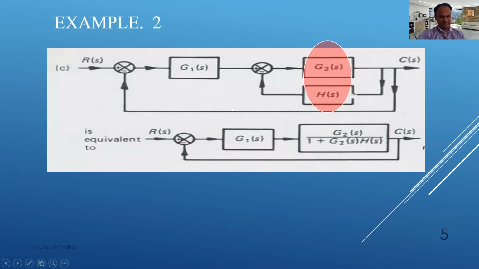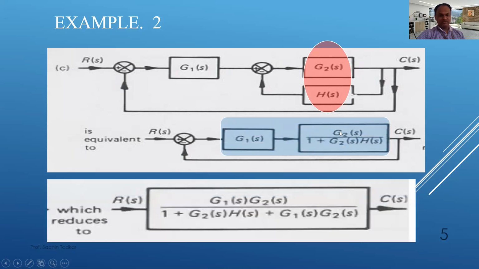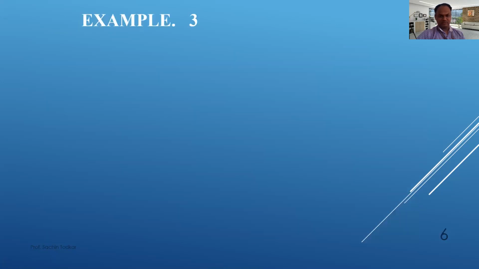G1s will remain as it is, and these two are now cascading blocks. So we solve this by multiplying G1 by G2, and your final answer will be G1s G2s divided by this denominator, and it has been simplified there. So it is 1 plus G2s H2s plus G1s G2s. This is the reduction of that particular block.